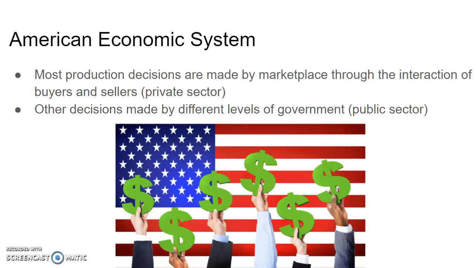So in the American economic system, we oftentimes talk about free enterprise. However, we have to realize that free enterprise is not completely the entire name of the game here. Most production decisions do lie with the buyers and sellers. They're the ones who determine how much of a product is made. But other decisions are made by different levels of government. So the part that's made by these buyers and sellers is called the private sector, and the decisions made by the government are called the public sector.